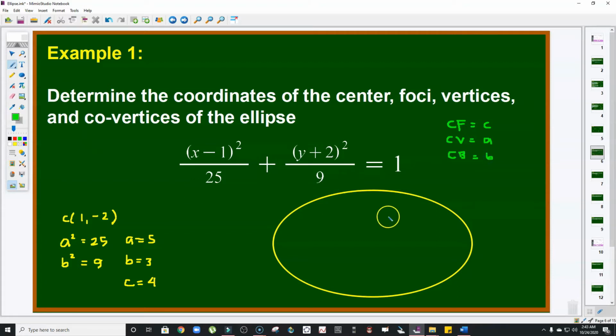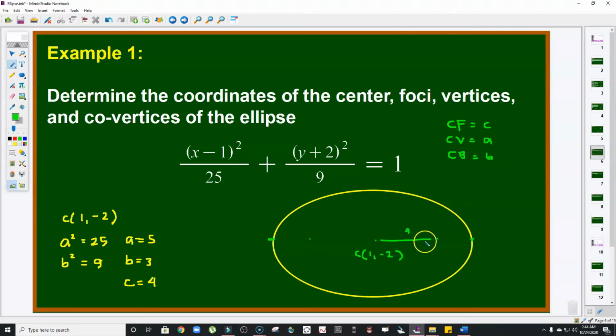See that? Okay, so suppose, let's say this is my center. So that is (1, -2). Okay, horizontal major axis, so meaning my foci are here. Alright, just for example, this is my second focus. This is my vertex and another vertex. Okay, I'll start with the focus. Take note, my focus is c units, that's 4 units to the right of the center.